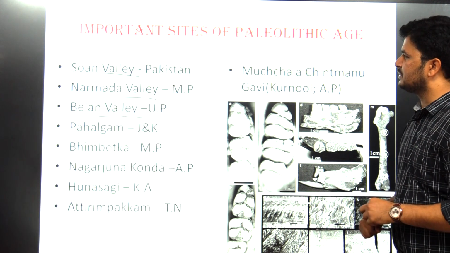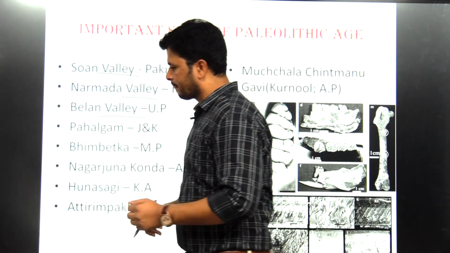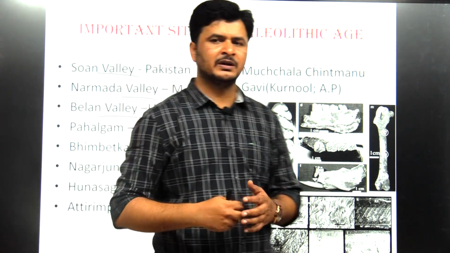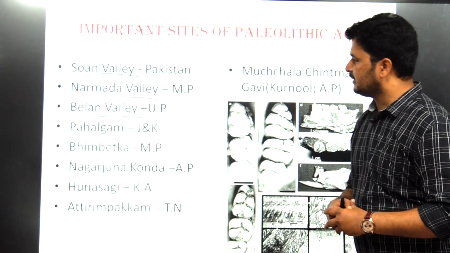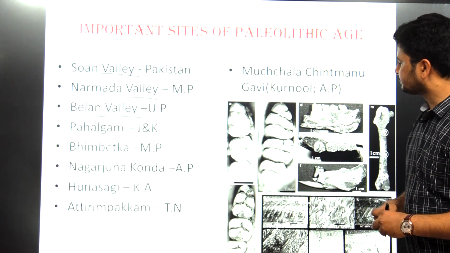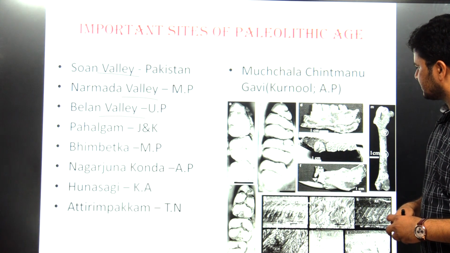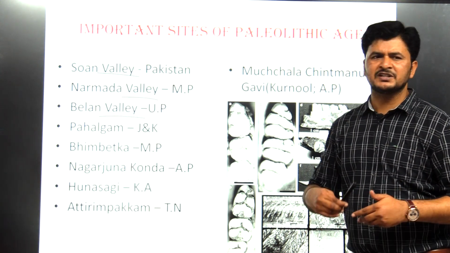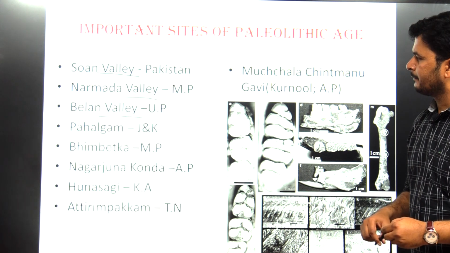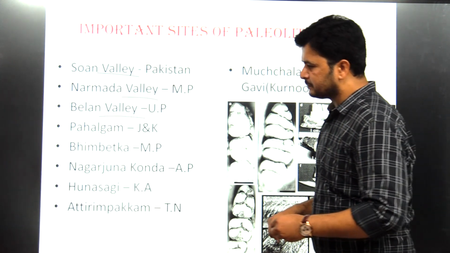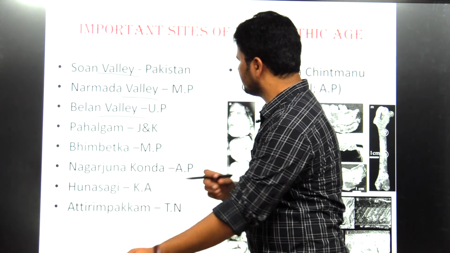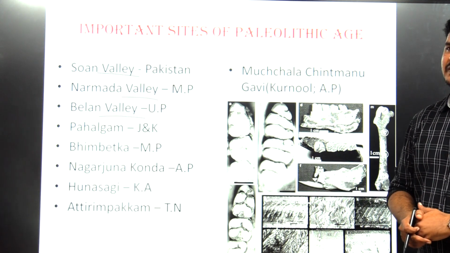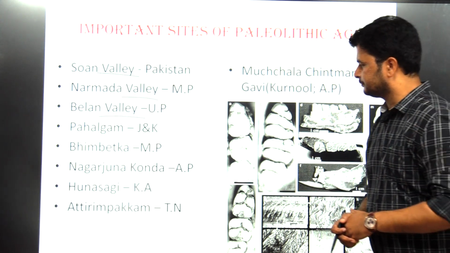So the important sites of Paleolithic cultures: we have Son Valley, Pakistan. We have Godavari Valley, Krishna Valley kind of. Narmada Valley, Madhya Pradesh. Belan Valley, Uttar Pradesh. These are the rivers. Pahalgam, Jammu and Kashmir. Today we call it Kashmir. Bhimbetka, as we referred, Madhya Pradesh, rock cave shelters.